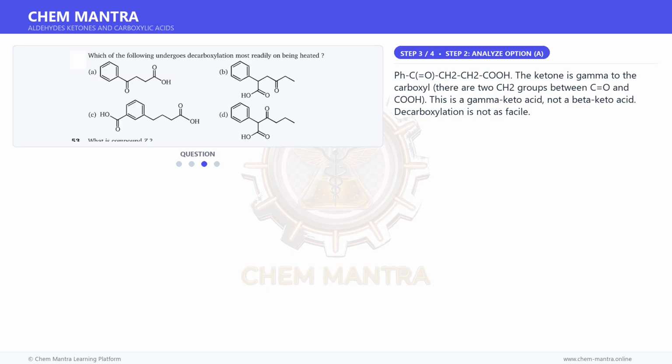PhC=O CH2. The ketone is gamma to the carboxyl. There are 2 CH2 groups between C=O and the carboxyl. This is a gamma-keto acid, not a beta-keto acid. Decarboxylation is not as facile.